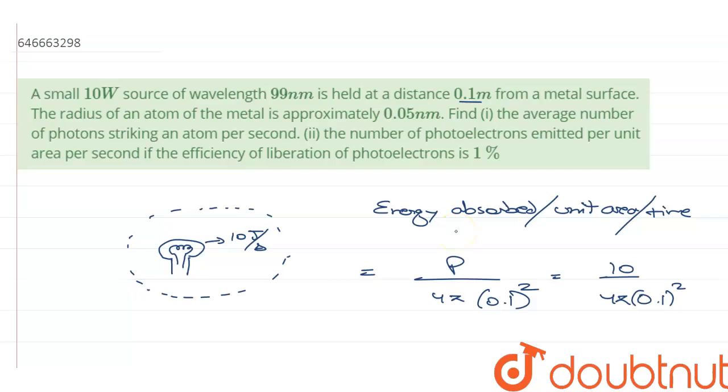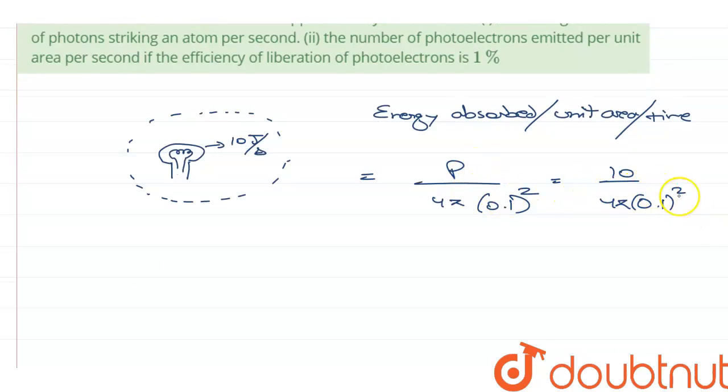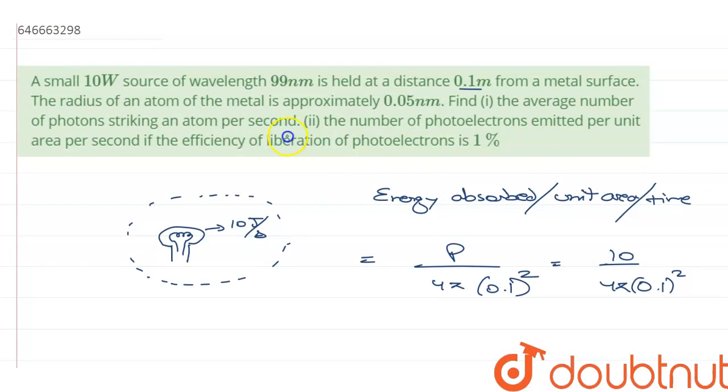Now it is given that the radius of an atom of the metal is approximately 0.05 nanometers. So if this is the energy absorbed per unit area per unit time, the energy absorbed per unit time by the atom will be this multiplied by the surface area of that atom. Since this atom would be on a metal, only a circular surface of this atom will be visible. That means the area will be pi r squared.